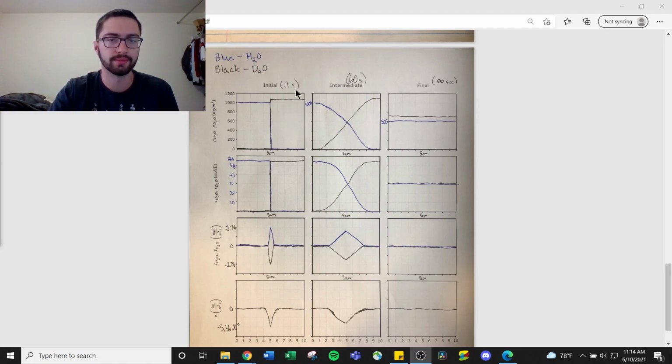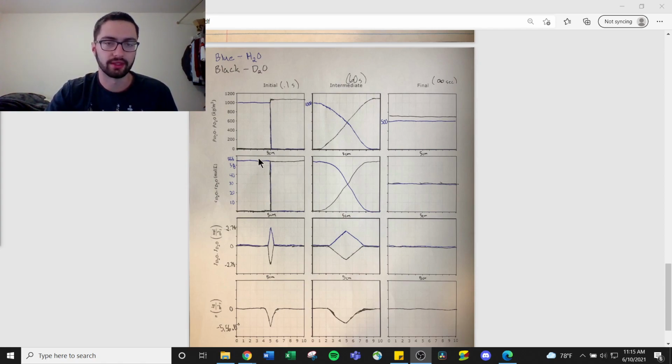D2O, which is before any mixing, so it's all on the right, and it's got its own mass concentration, and I believe it was 1,110 kilograms per cubic meter. Then at the intermediate time, about 60 seconds in, the water and the D2O have begun to mix, but it hasn't fully mixed, so there's still a higher mass concentration of water on the left of the capillary and a higher mass concentration of heavy water on the right. And then at infinity seconds, or after diffusion is over, we'll have an even mix. D2O has a higher mass concentration still because it has a higher density, so when you do that calculation, it ends up being 555 kilograms per cubic meter, where water is 500. So that's why water is lower.